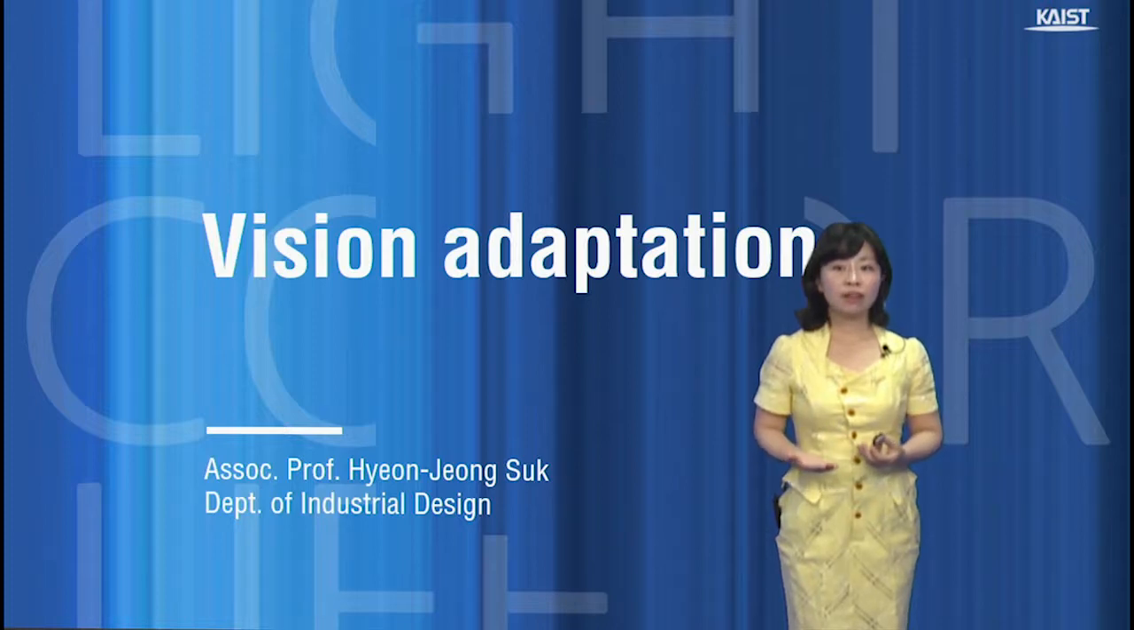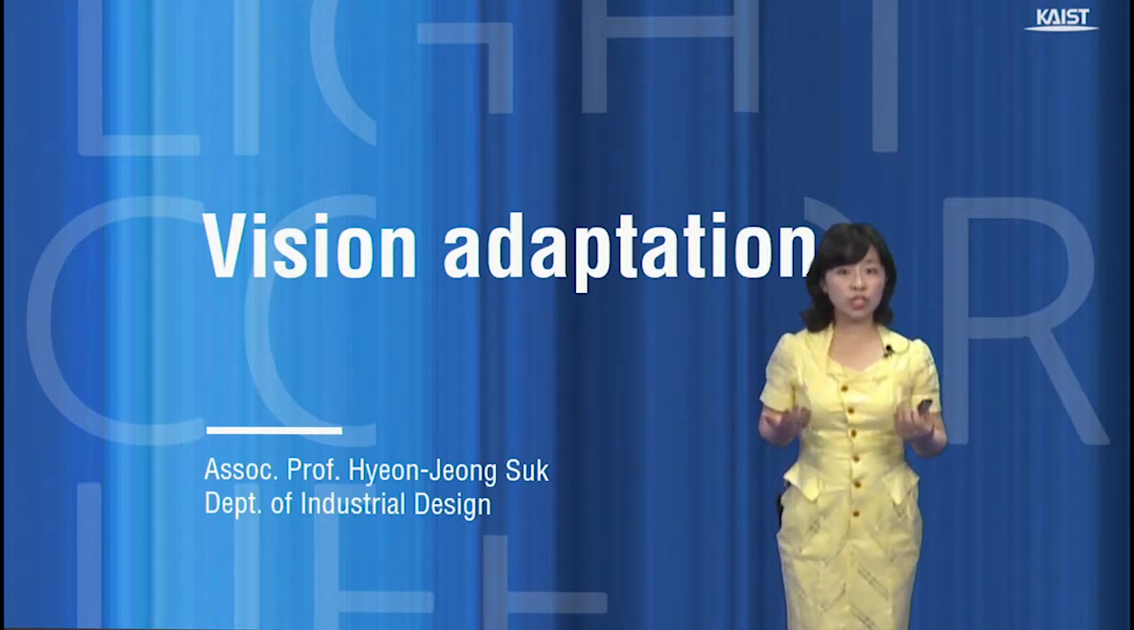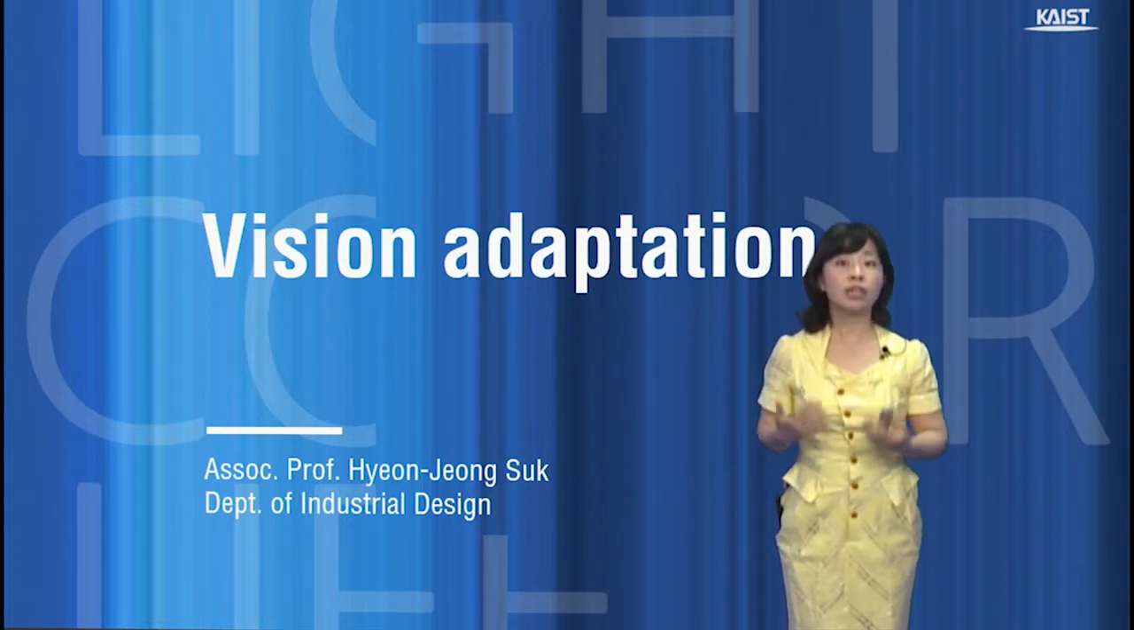We learned that there are two types of photoreceptors, rod cells and cone cells. Depending on which type is activated, we have a different vision adaptation. In this video lecture, we are going to learn how the operating state of the visual system occurs differently.